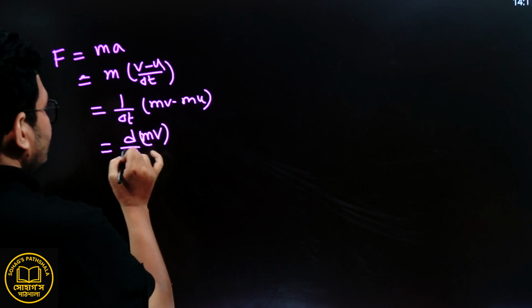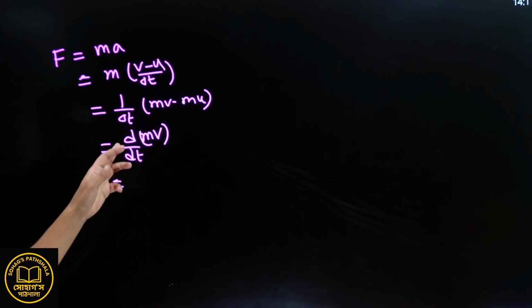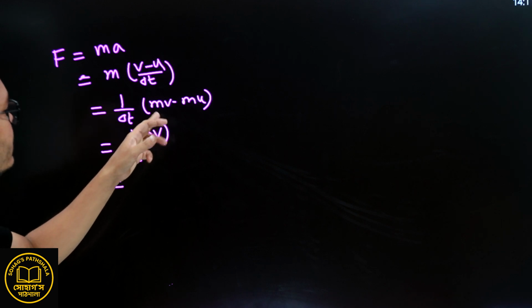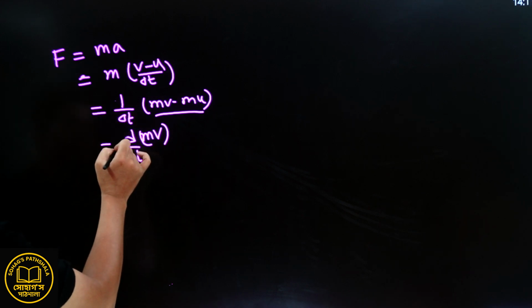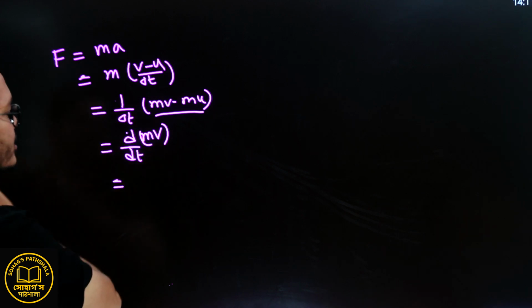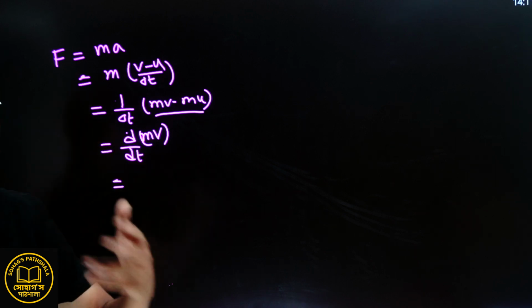That is d/dt, that means change, right? A small change of this is the change in momentum. So we can write d/dt of mv. It was 1, right? Right now we are writing d. D means del means change, of mv means momentum change.